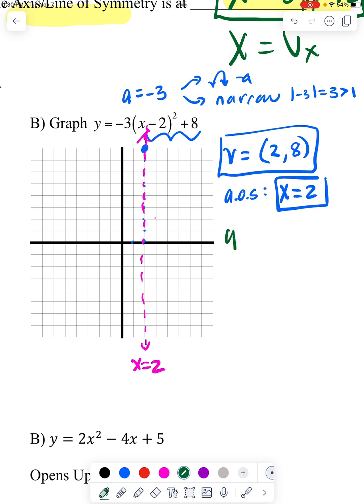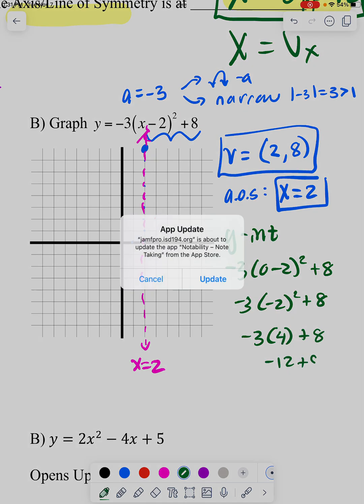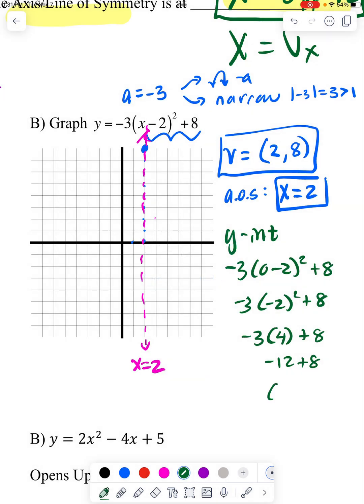When I want to find my y-intercept, I'm going to plug in a 0. And again, 0 minus 2 is negative 2. But when I square negative 2, I get a positive 4. And so I end up with negative 12 plus 8. So I'm going to have (0, negative 4) as my y-intercept.